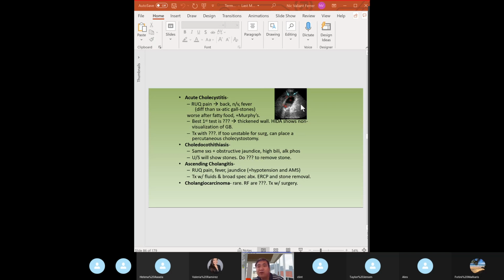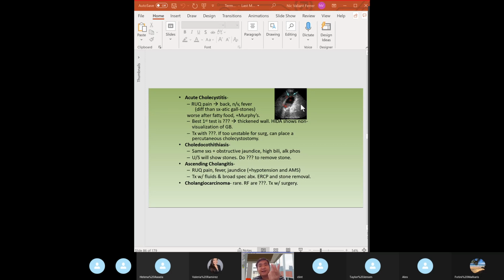So how are we going to treat cholecystitis then? Cholecystectomy. You remove the gallbladder. If too unstable for surgery, what can we do? We could do a percutaneous cholecystostomy. You can place a draining tube there. So that's acute cholecystitis. Next one.